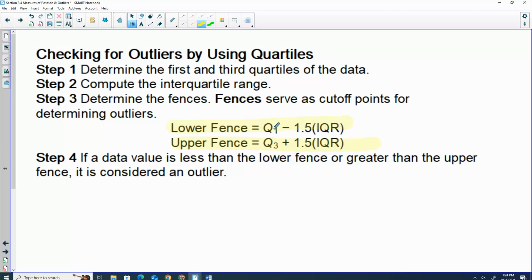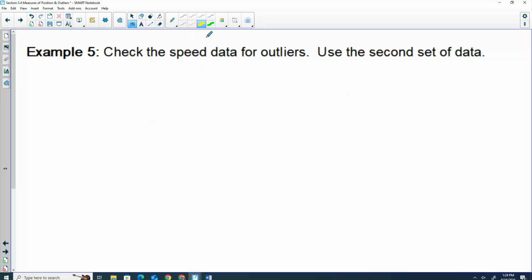So lower fence is the first quartile minus 1.5 times the interquartile range. Upper fence is third quartile plus 1.5 times the interquartile range. Again, we don't have to memorize any formulas. We have them all. We just have to be able to use them. So if I want to use my speed data, that second set of data we had, remember yesterday in example 3, we had our 14 speeds, and then we added in the 15th car that was going 100 miles per hour, right? So to do that, we need to calculate the lower fence and the upper fence.